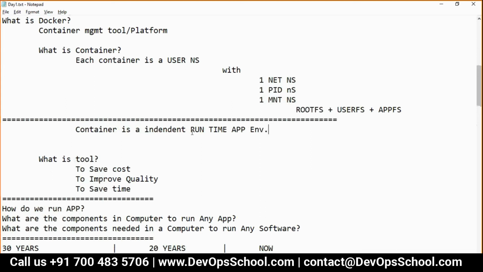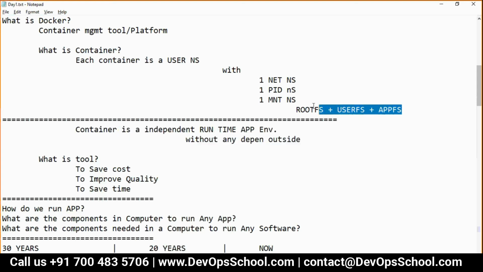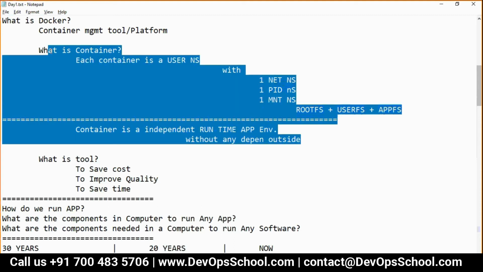Independent means an independent runtime application environment without any dependencies outside. That means this is a complete independent runtime. Why? Because you have everything, right? You get a PID also, you get a network also, you get a user space also, you get all these things, everything you get it.